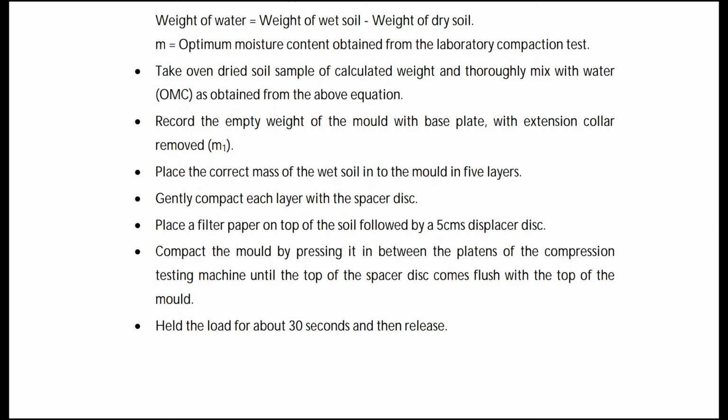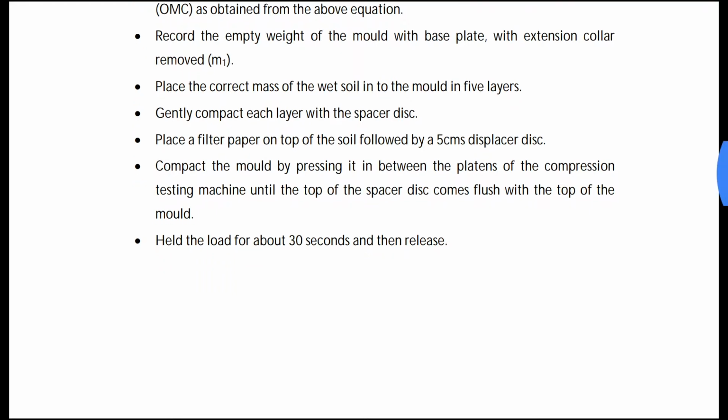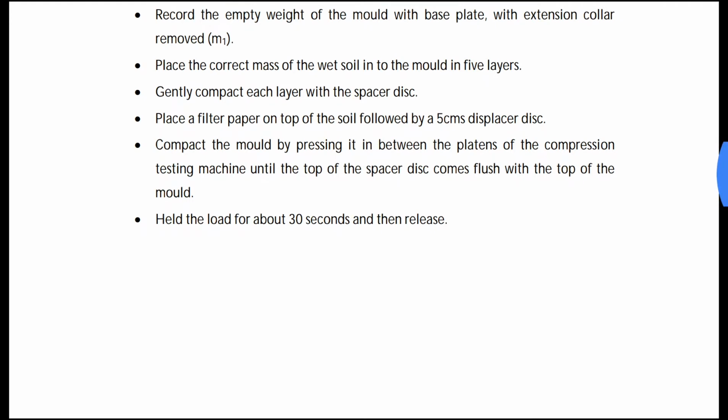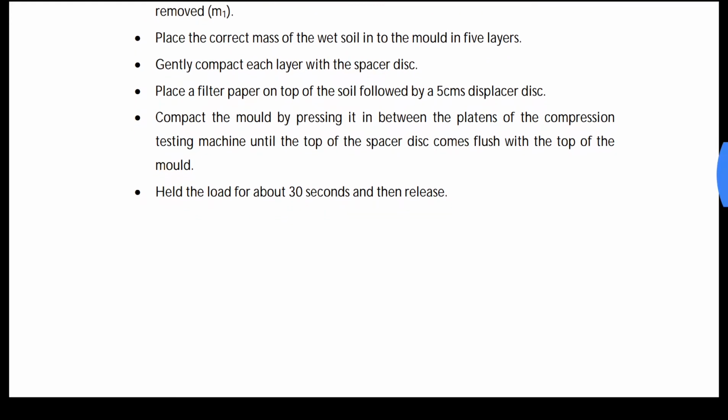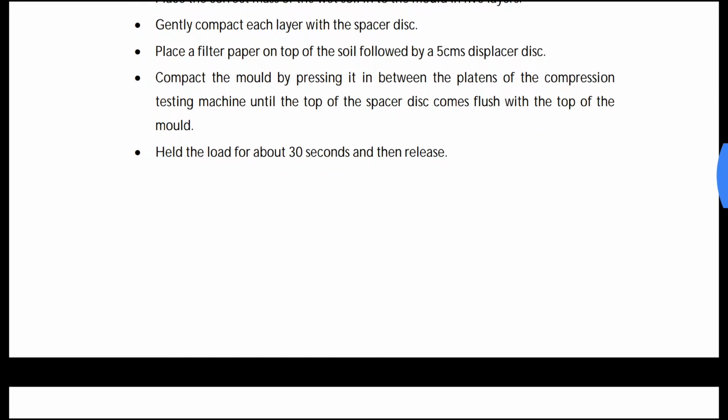Take a representative soil sample of calculated weight and thoroughly mix with water at OMC as obtained from the above equation. Record the empty weight of the mold with base plate with extension collar removed, M1. Place the correct mass of wet soil in the mold in 5 layers. Gently compact each layer with a spacer disc.